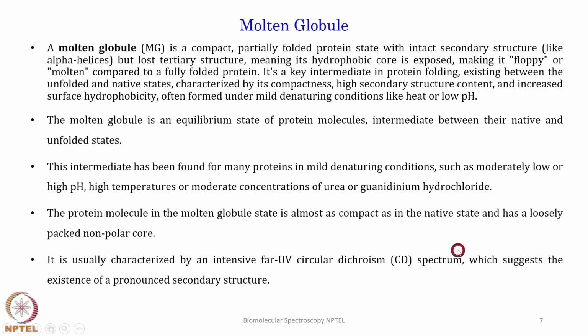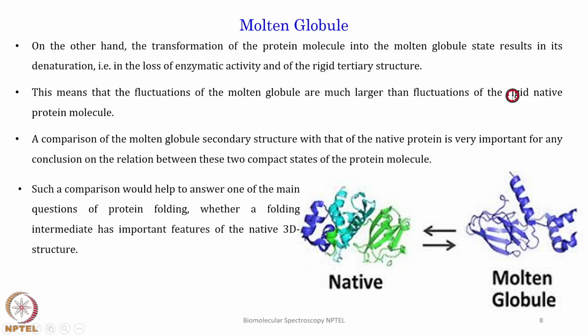Now, since this is a compact structure like the native structure, loosely packed non-polar cores are there, and it is characterized by very high far UV-CD, but a less pronounced near UV-CD. So, that is the native state, and here is the molten globule state. Many of the secondary structures remain intact, but it is a different structure than the native state, right.